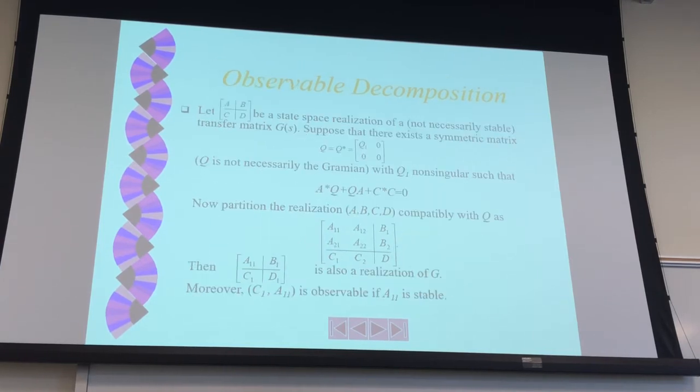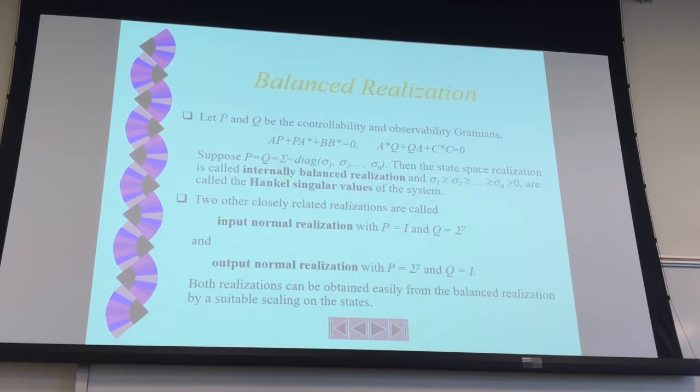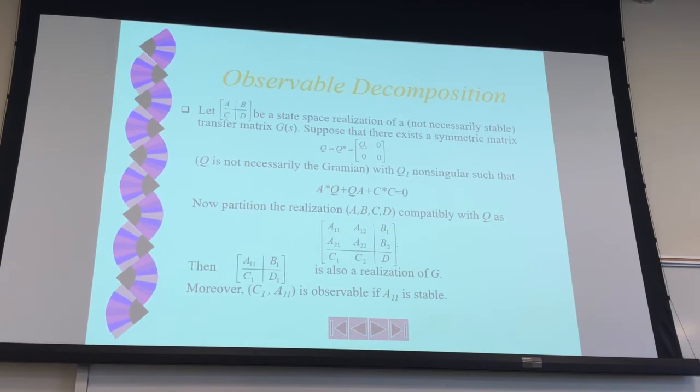Similarly, we can have the observable decomposition. We use Q in this form, solving this Lyapunov equation. Then you have a partition like this. So A11, B1, C1, D is a realization of G, and C1, A11 is observable. So that is the observable decomposition. We learned this before in terms of the observable form of decomposition.